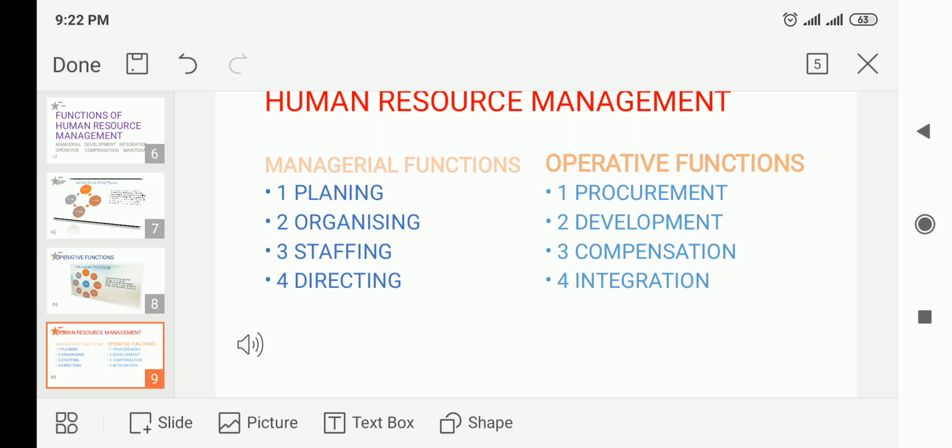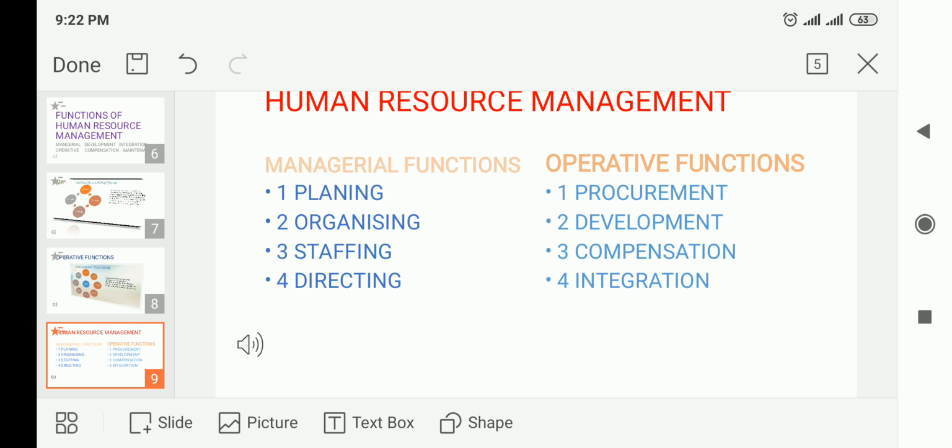Point number 2, organizing. Once you plan, you need to organize things. You need to have a proper execution of your plan, and for that, you need organizational skill. Point number 3, staffing. People will be there to manage the work. The staff are needed and they need to be managed, so the staffing function has to be taken care of.